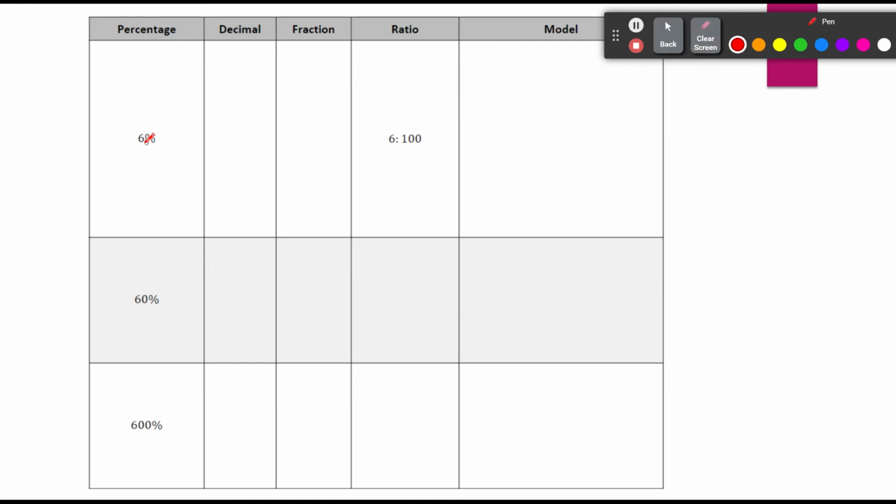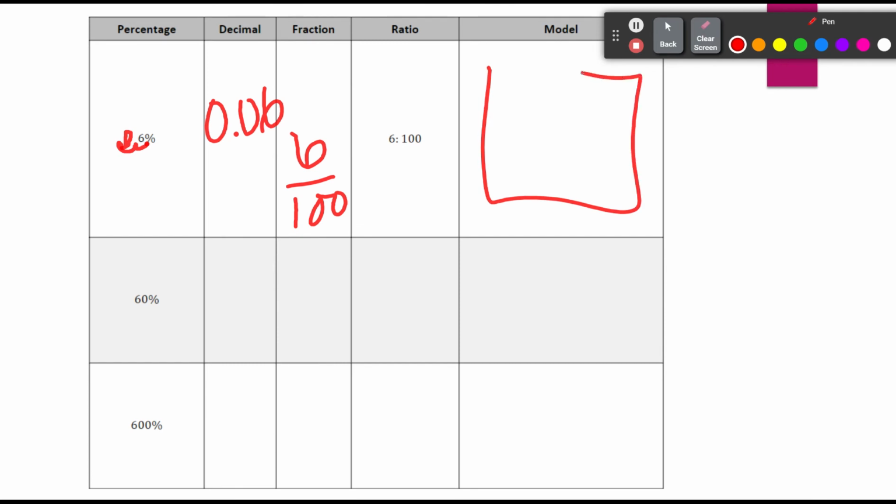You have to take that invisible decimal point, which is after the 6, and move it 2 places to the left. Whoops, that's really bad writing. So this really means 0.06. Please make sure you write that in. As a fraction, all I do is take the number that's in front of the percent and put it over 100. So that's 6 over 100. In my fractional model, we're going to skip this part, but you could make a tens frame.